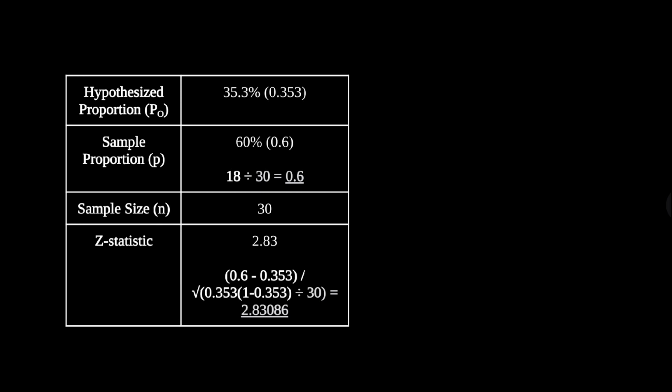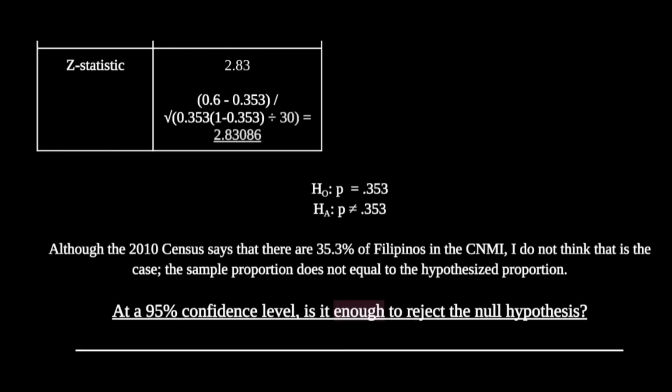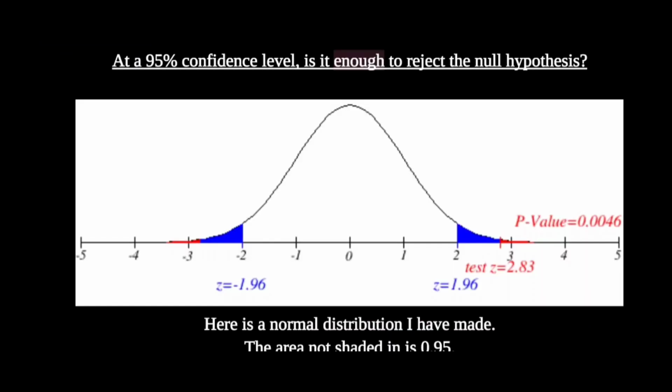Although the 2010 census says that there are 35.3% of Filipinos in the CNMI, I do not think that is the case anymore, considering the fact that 2010 was so long ago. The sample proportion does not equal the hypothesized proportion. At a 95% confidence level, is it enough to reject the null hypothesis?